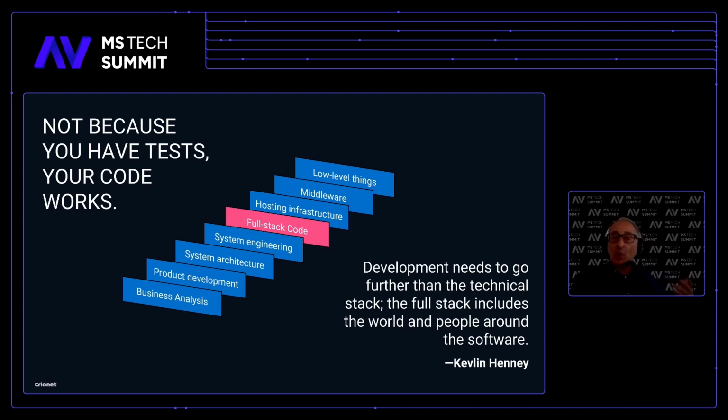Development, and I like to quote my friend Kevin Henney, needs to go farther than the technical stack. The full stack of life includes the world and people around the software. And yes, I believe that with these words of wisdom, I can stop and take some questions if there are any. And beyond this, thank you so far for the time you dedicated to this talk.